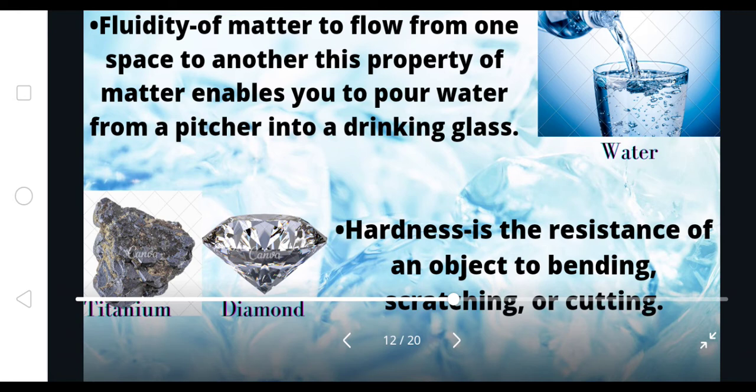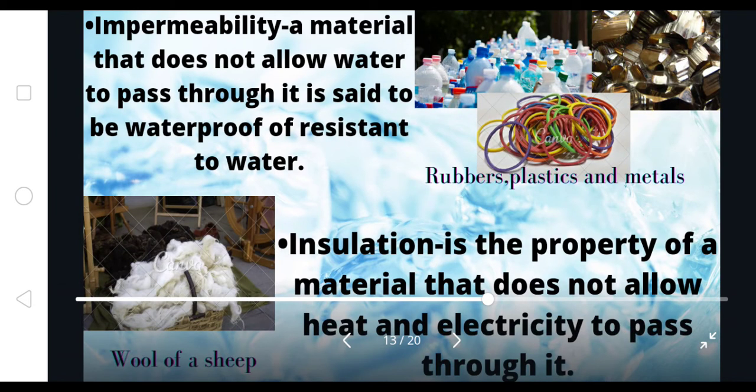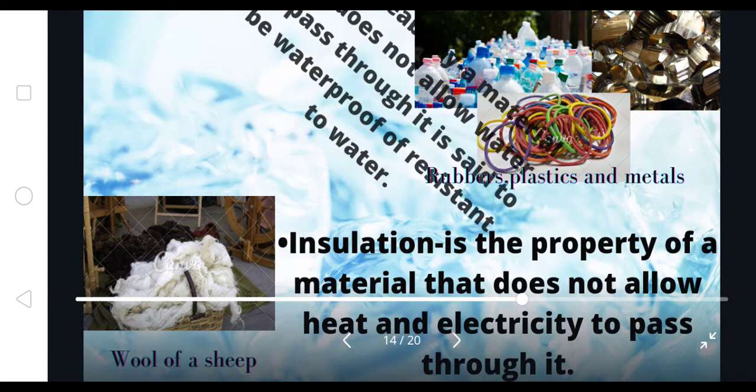Hardness. Hardness is the resistance of an object to bending, scratching, or cutting. Some examples are titanium and diamond. Impermeability. A material that does not allow water to pass through it is said to be waterproof or resistant to water, like rubbers, plastics, and metals. Insulation. Insulation is the property of a material that does not allow heat and electricity to pass through it, like the wool of a sheep.